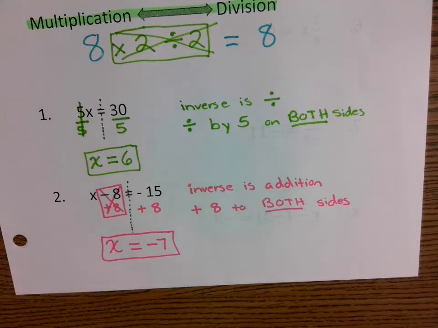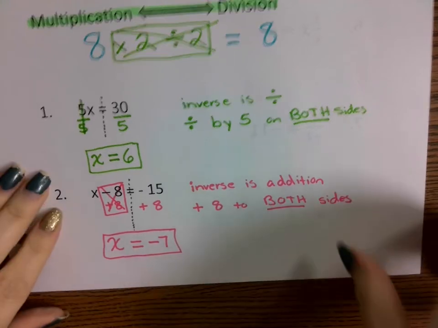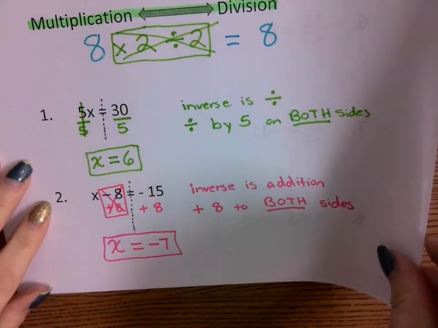So we are identifying what the inverse operation is. And what are we doing with that operation? Not just that it's division, but what are we dividing both sides by? What are we multiplying both sides by? What are we adding or subtracting both sides by? Okay, let's go on to the next page. Turn it over to the back.